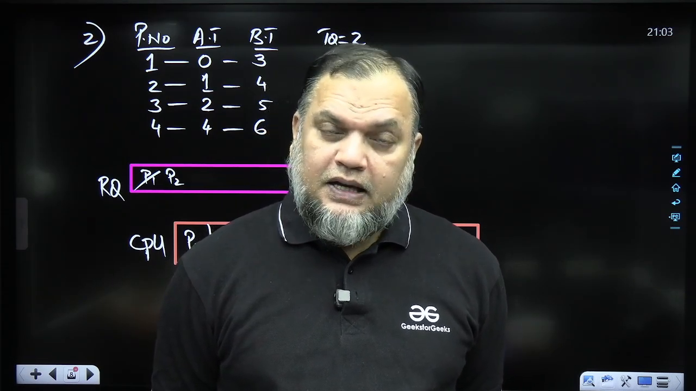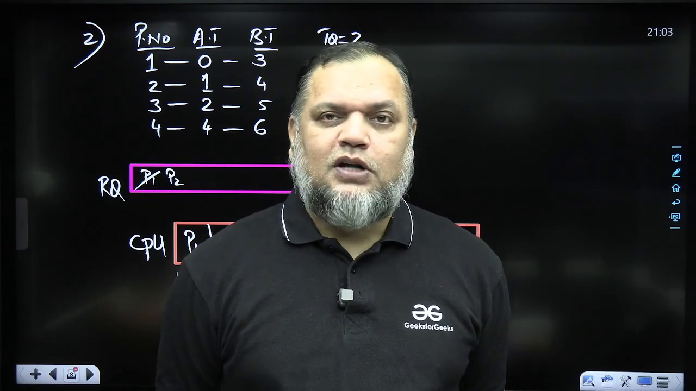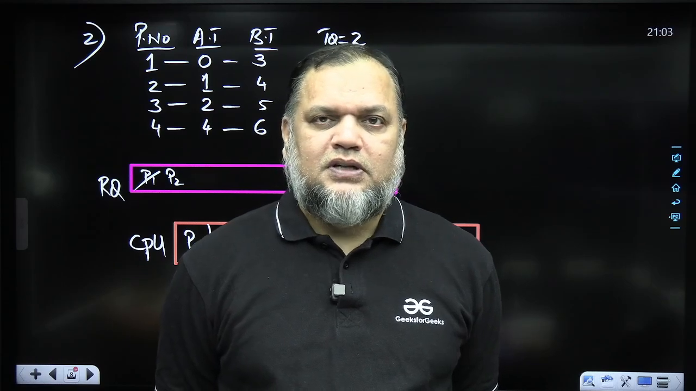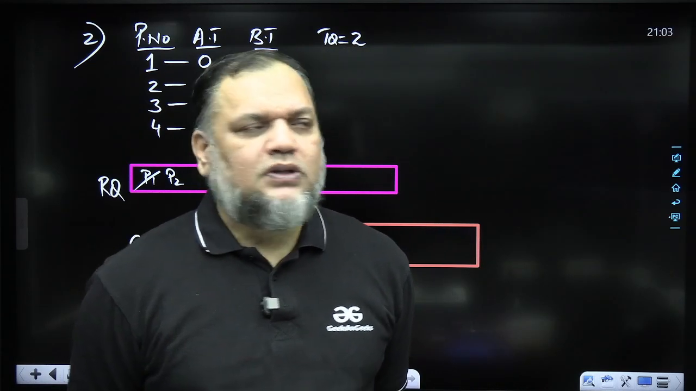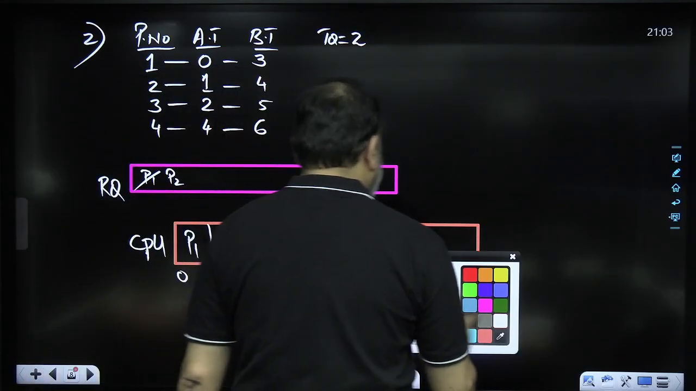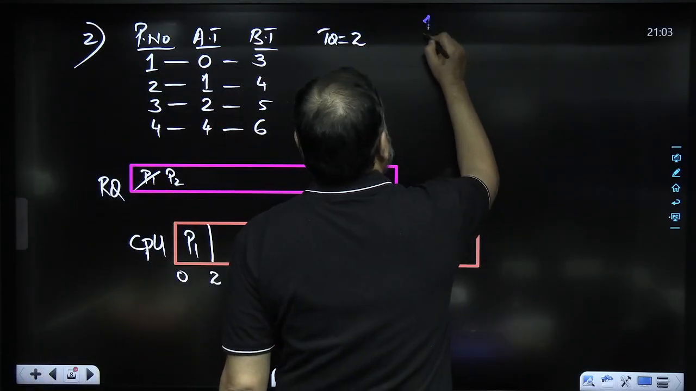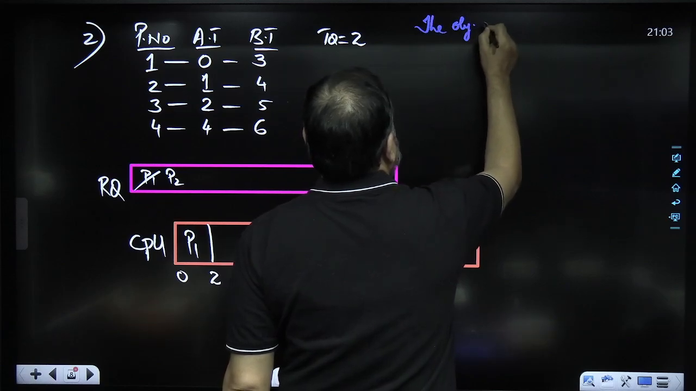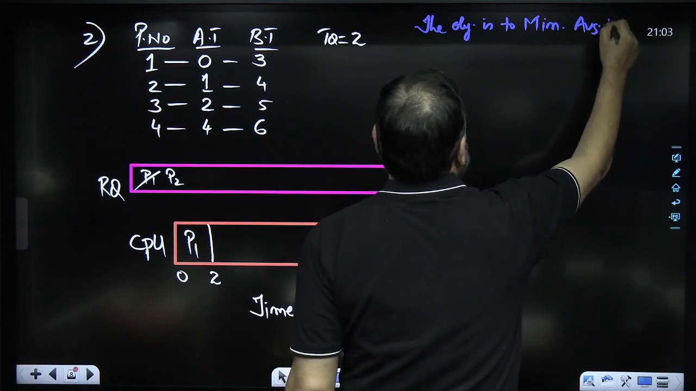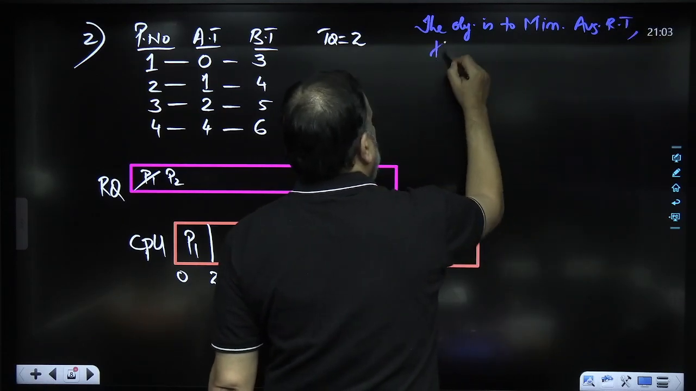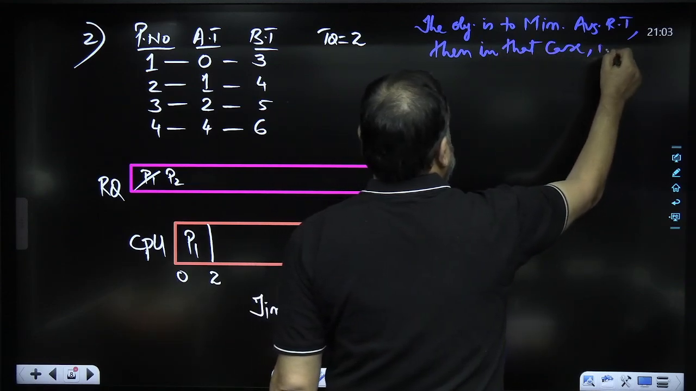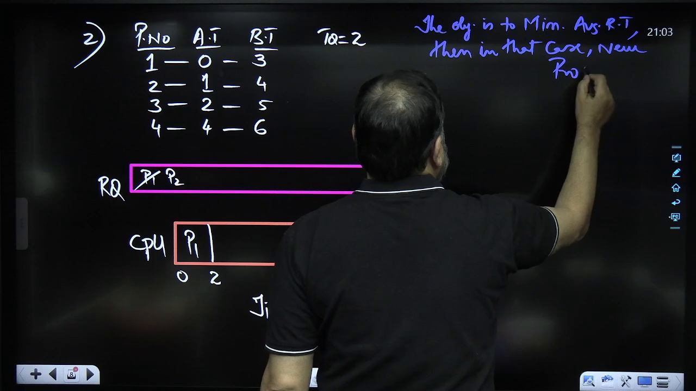But I prefer to add P3 for the reason that I want to make the system more interactive. I want less waiting times, right? Less response times. So in that scenario, because my objective is to improve, here I'm going to write that statement. The objective is to minimize average response time, right? Then in that case, the new process should be added first.